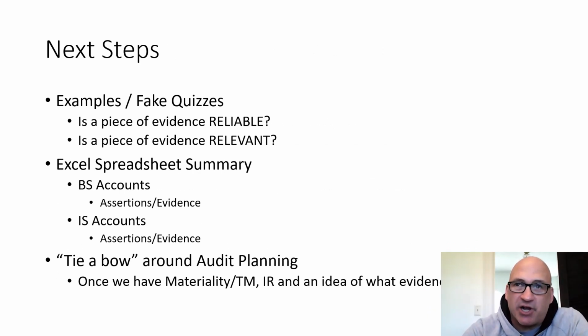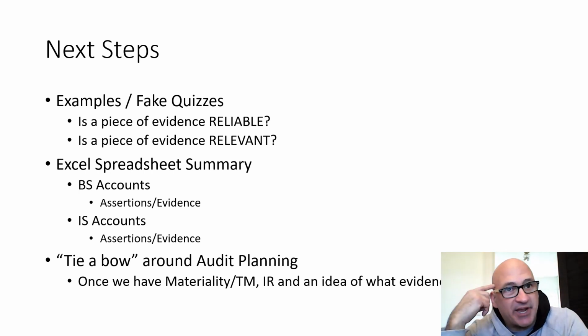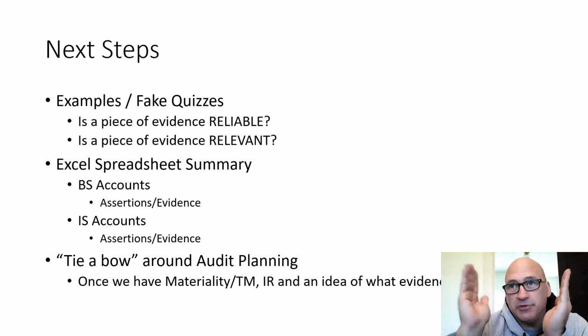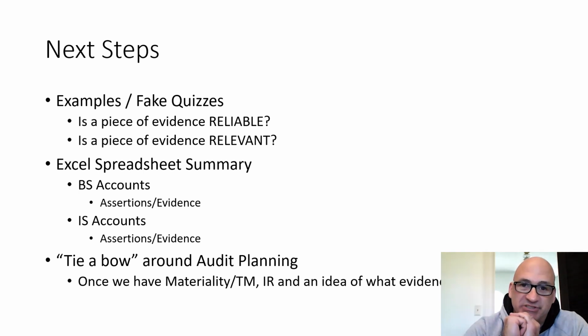I probably talked about this in class, but this gives you an idea of things that I have up on Blackboard in terms of fake quizzes on evaluating evidence. And it also tells you I got this really good Excel spreadsheet summary of the kind of assertions that are most important or relevant for given accounts and the evidence that helps us audit them, both balance sheet and income statement accounts. And then the next time we meet, I'll tie a bow around audit planning and we'll say goodbye to this stuff, and move to the next part of the audit, which is controls.